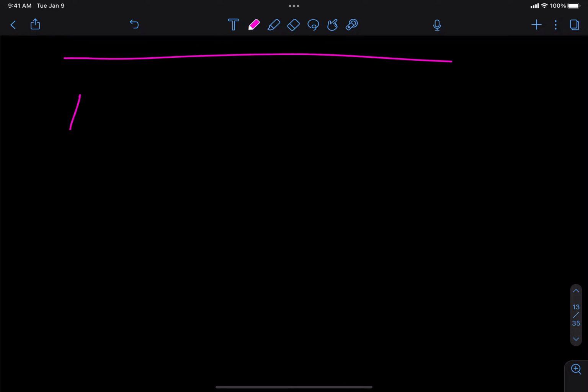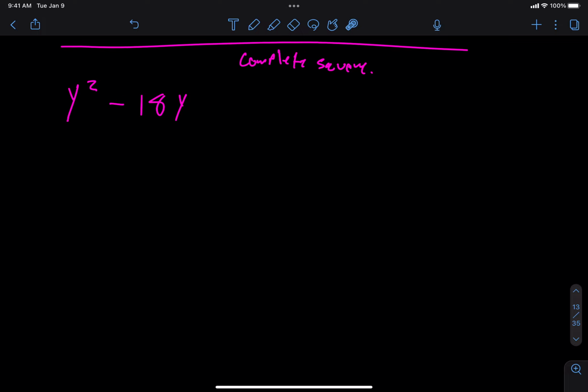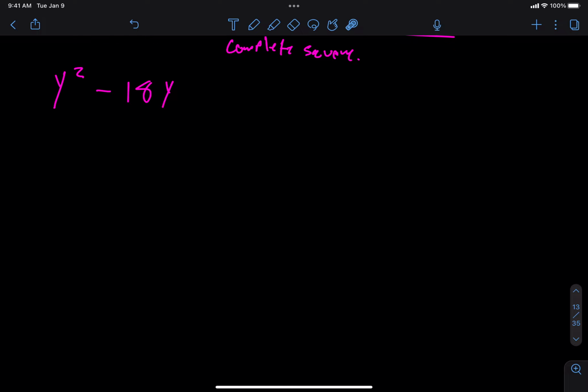Okay, let's see another one. What if I had y squared minus 18y? Let's try to complete the square for this one. Okay, so my first impression of this is, holy crap, I only ever learned how to complete the square with x. What is this y doing here? Well, it doesn't matter what the letter is, right? It's still just a variable, okay? So I don't want anyone to be confused if we have to complete the square with y or with t or with alpha or whatever, right?